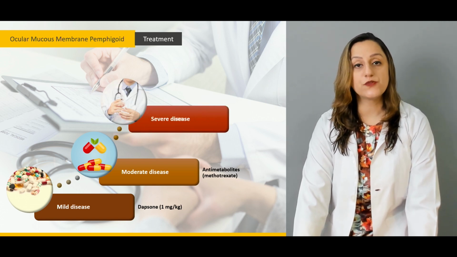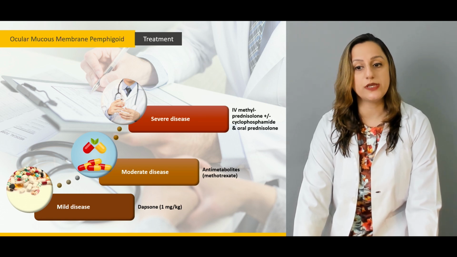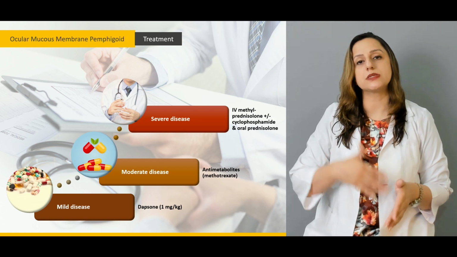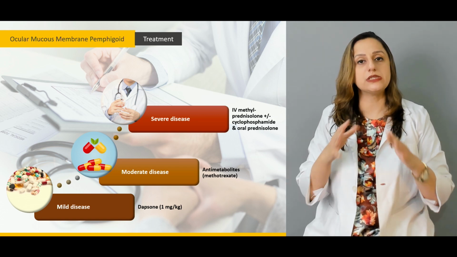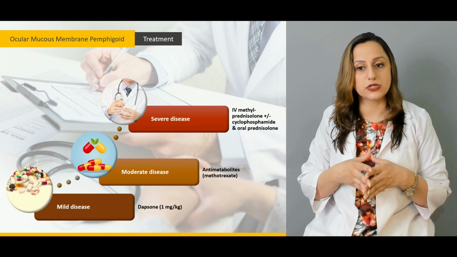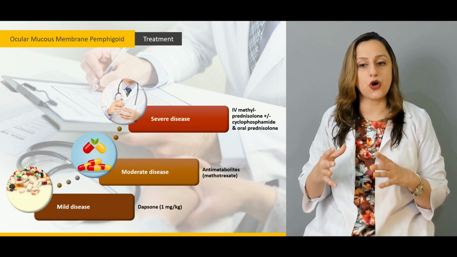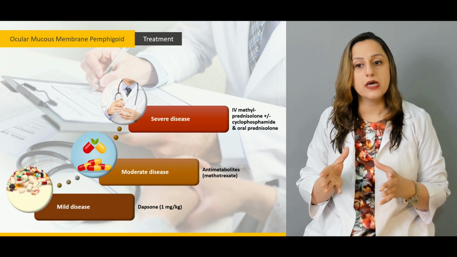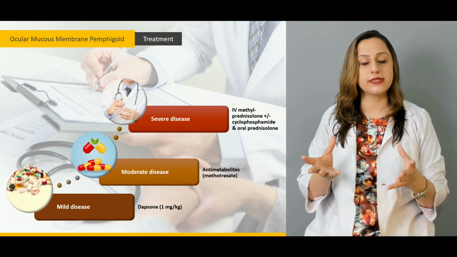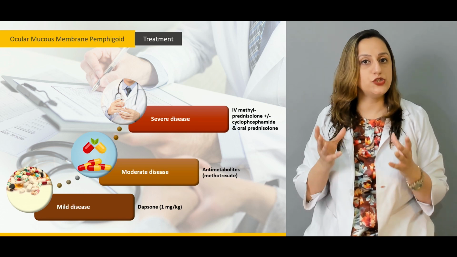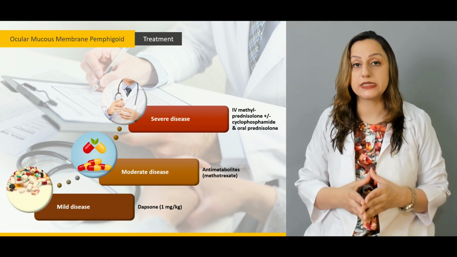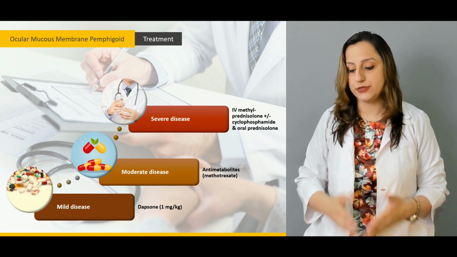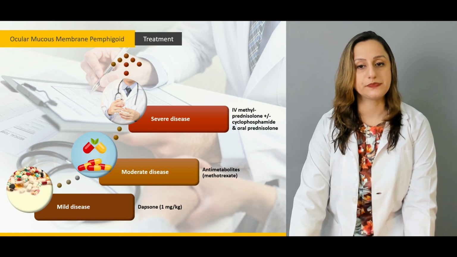And then we have the severe form of the disease, in which IV prednisolone can be used in some conditions. We can also negate the use of this IV prednisolone and just focus on the use of cyclophosphamide and oral prednisolone rather. So this use of steroids is a usual entity whenever we are treating patients of mucous membrane pemphigoid, or ocular mucous membrane pemphigoid in general.